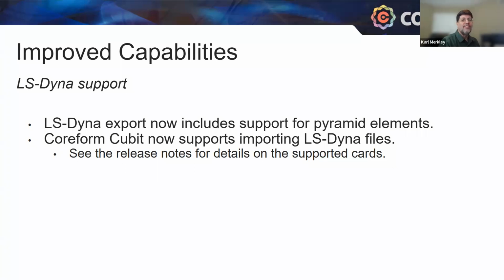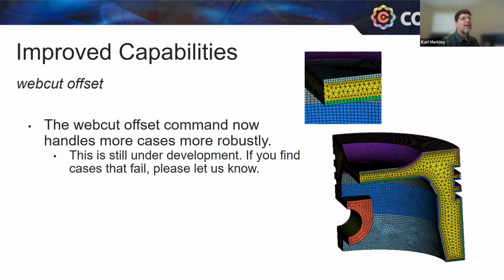I'd recommend looking at the release notes to see what exact cards are supported. All of the basic element and node cards, of course, are supported, but formats like the different complex materials and those kinds of things are not imported. Let me go through and show one other feature. We're going to go ahead and finish up fairly quickly today. Hopefully we'll have some time for questions and answers on this webcut offset capability that we introduced last release.